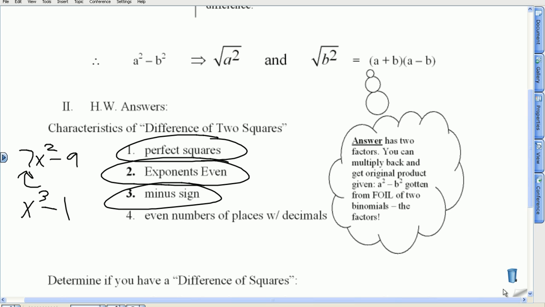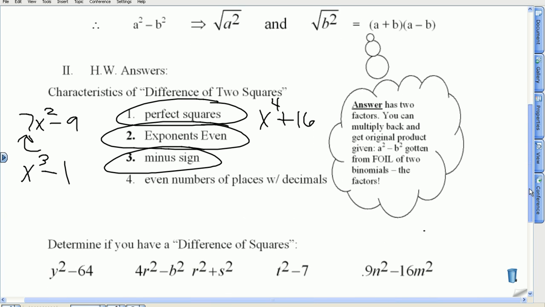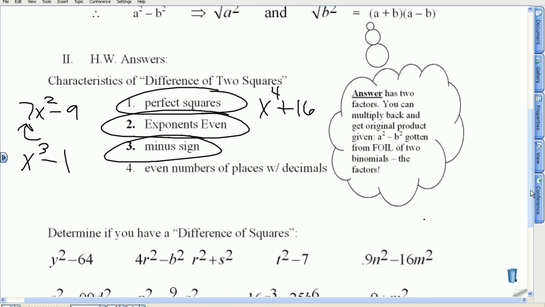Another example of something that is not difference of two squares would have a plus sign in there. Say we had x to the fourth plus 16. Even though x to the fourth is a perfect square and 16 is also a perfect square, it has to have that minus sign. And then there's a fourth category, which isn't quite as important as the others because it doesn't come up that often: an even number of decimal places.